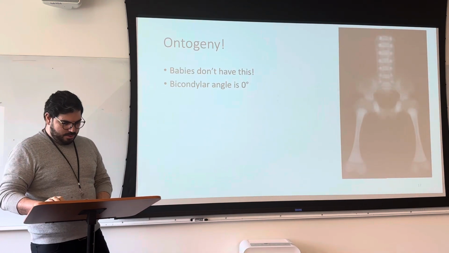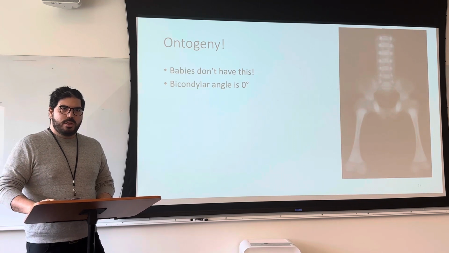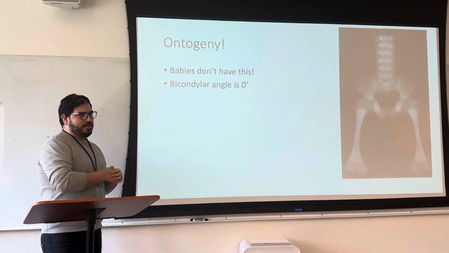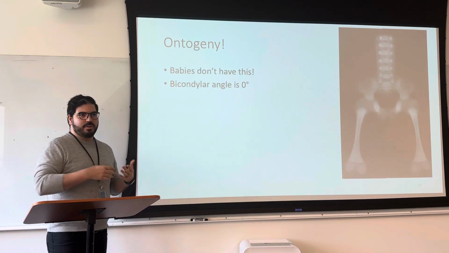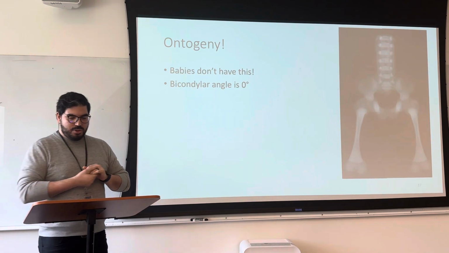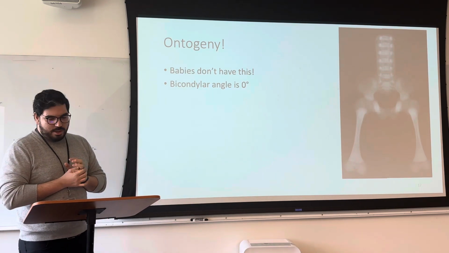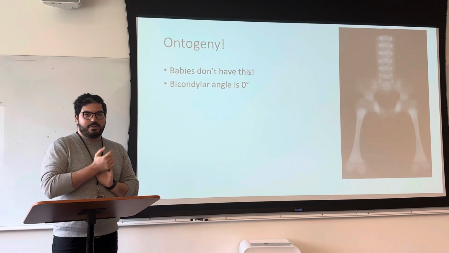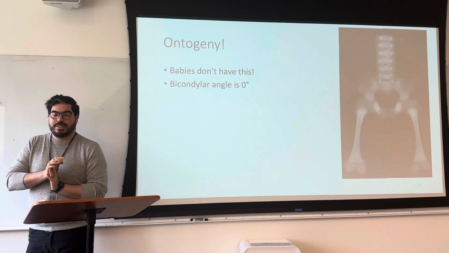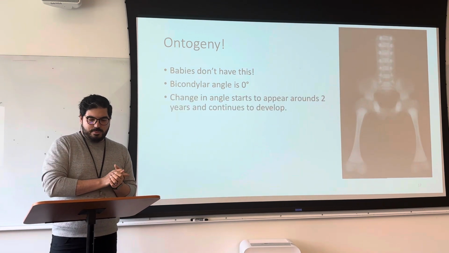So this leads us to ontogeny. You guys know what ontogeny is? Anybody can tell me? So ontogeny would be that development, something that occurs during the development of an individual. So babies actually don't have a bicondylar angle. The image on the side is a radiograph of an infant, and you see their femora being very straight. So the baby's bicondylar angle is 0 when they're born.